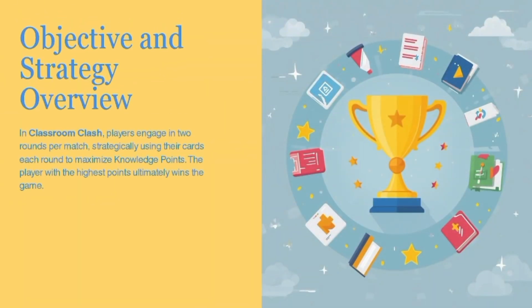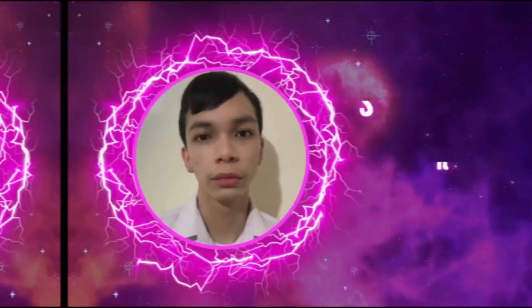Objective and strategy overview. Each match is played over 2 rounds. Players must decide whether to use their cards early or save them for the next round. The player with the highest total knowledge points at the end of the 2 rounds wins. Academic Arena rewards careful planning, patience, and smart decision making.